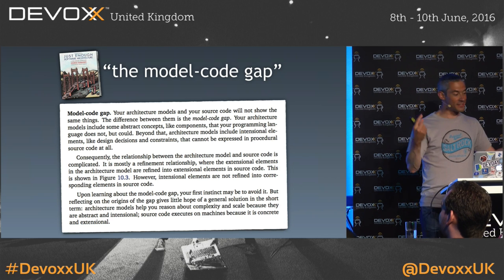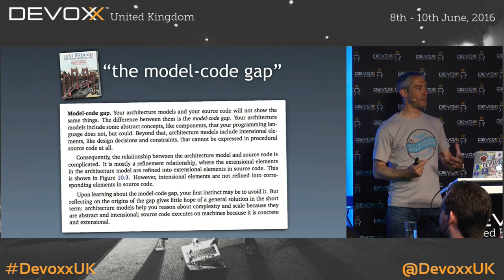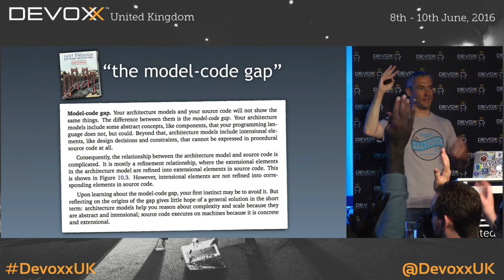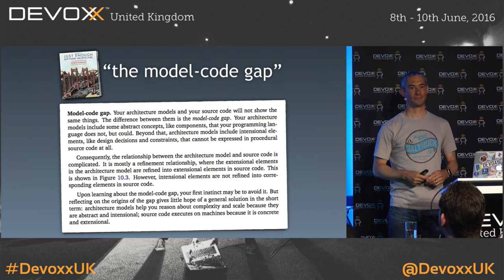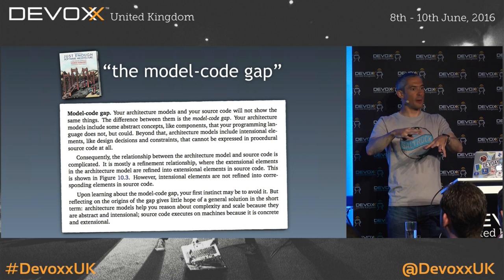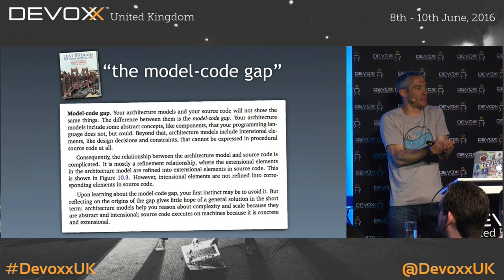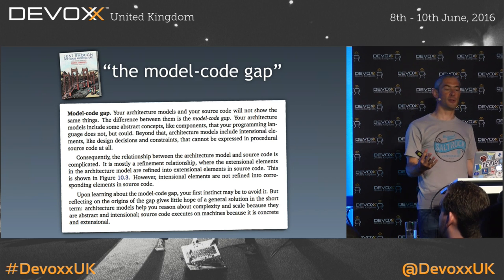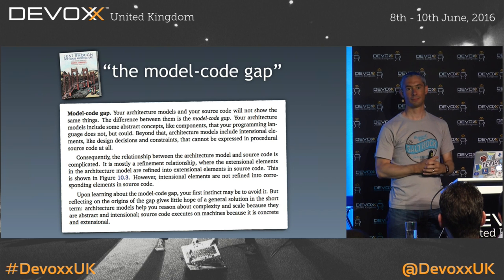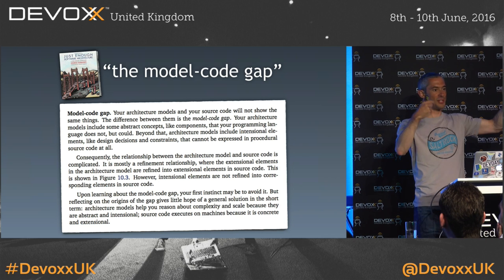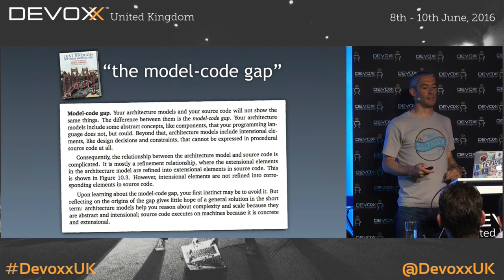So, this model code gap. When we're having an architecture discussion, we might use the word component. Quick show of hands, who's a Java developer here? Right, it's most people. Is there a component keyword in Java? No. Is there a layer keyword in Java? No. So what we're doing when we're programming is creating these architectural abstractions using classes, interfaces, packages, namespaces. For example, something we normally do is create a layer as a package, with one package per layer. And that's the model code gap. The terminology is different. The concepts don't necessarily match.